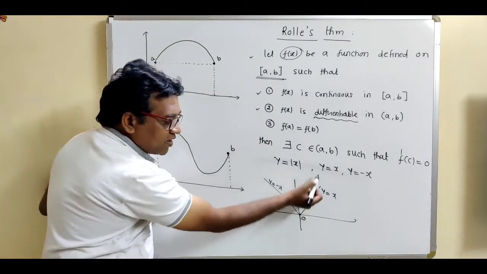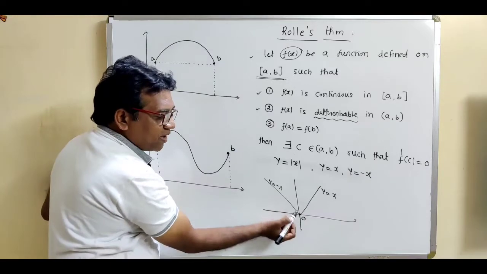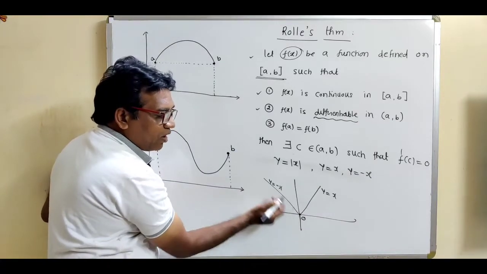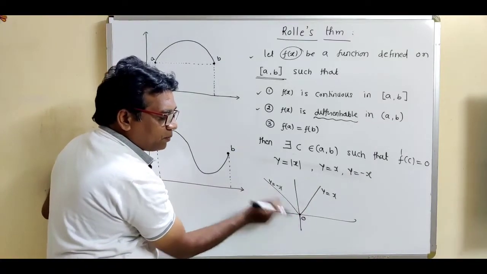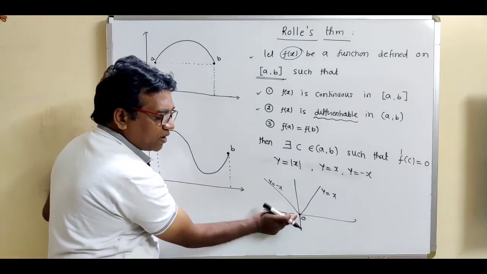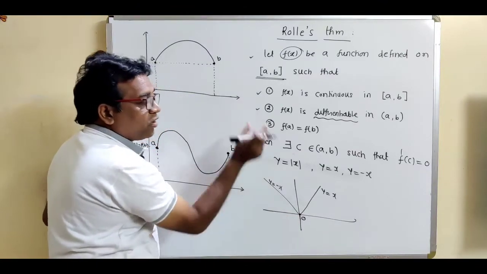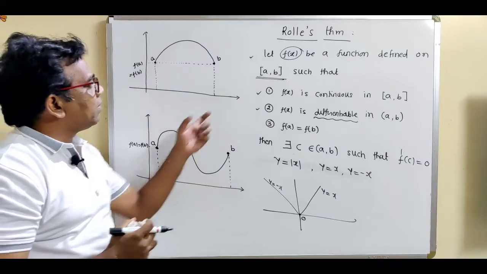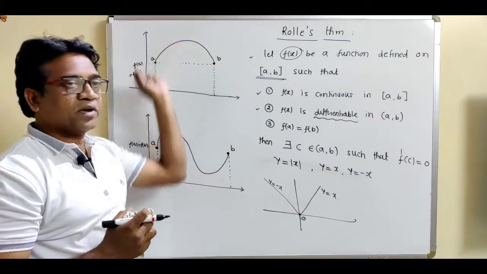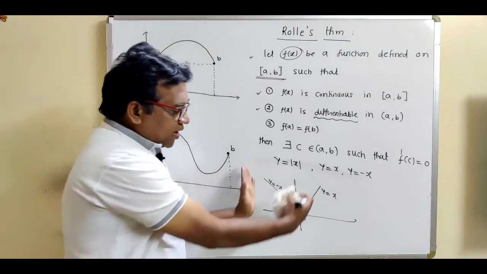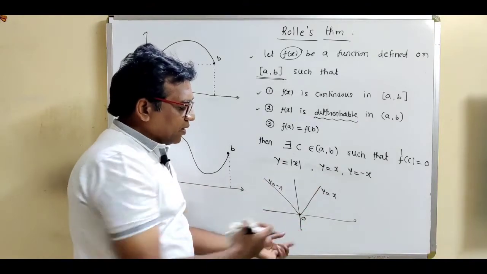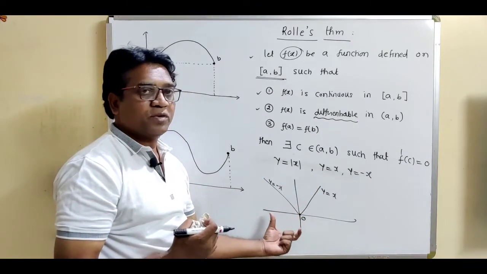If the graph has a sharp edge or a sharp end, that means we cannot plot the tangent at this point. So differentiability is related to the smoothness of the graph. If there is a sharp edge or a sharp end, that means it is not a differentiable graph.